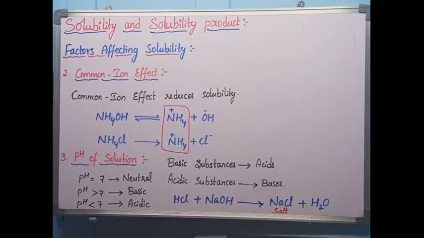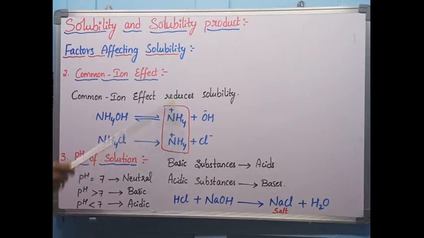Let us see the second factor, that is the common ion effect. The common ion effect means the suppression of solubility of a weak electrolyte by addition of a strong electrolyte which is having a common ion. So for example, you can see NH4OH, a weak electrolyte, undergoes partial dissociation and produces NH4 plus and OH minus. NH4Cl is a strong electrolyte, it undergoes complete dissociation and produces NH4 plus and Cl minus. So with this, there is an increase in the common ion in the solution.